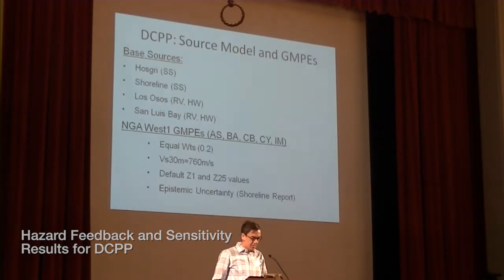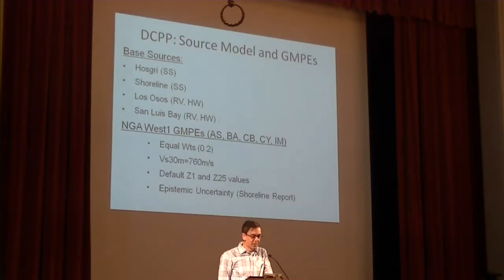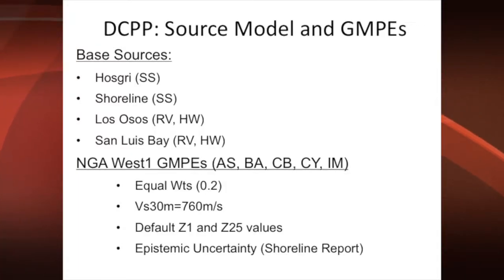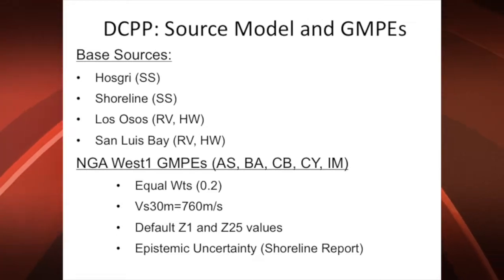As I mentioned just a second ago, there are going to be 4 sources run for the sensitivity analysis. So it's the Hosgri, the Shoreline, which are the 2 strike slip sources, the Los Osos, and the San Luis Bay, which are the reverse faults, with the plant being located on the hanging wall site.